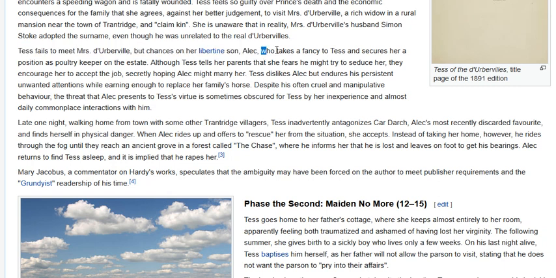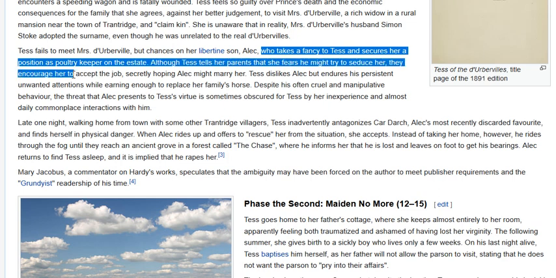So Alec, who takes a fancy to Tess, seduces her and secures her a position as poultry keeper on the estate. Although Tess tells her parents that she fears he might try to seduce her, they encourage her to accept the job, secretly hoping Alec might marry her, and their daughter Tess will be the daughter-in-law of the house of D'Urberville.